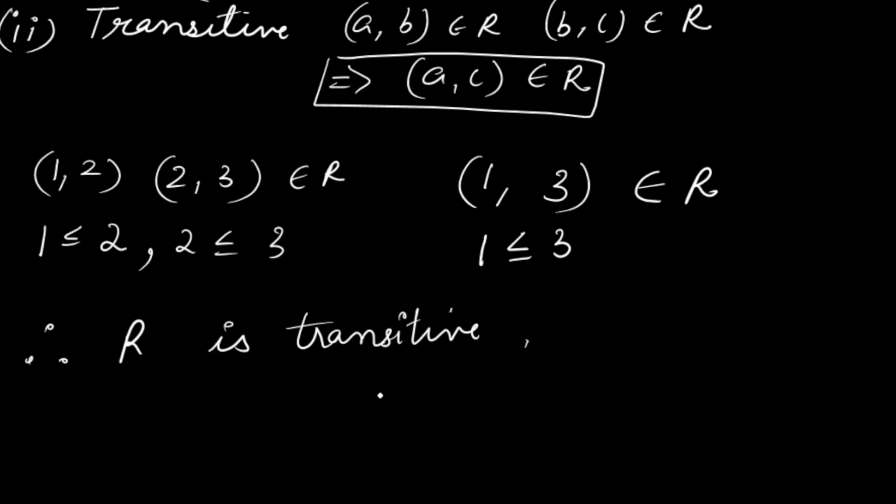So one sentence at the last you can write: therefore R is reflexive and transitive but not symmetric. Let's do the next question now. In the next question, we have to check whether the relation R is reflexive, symmetric or transitive.